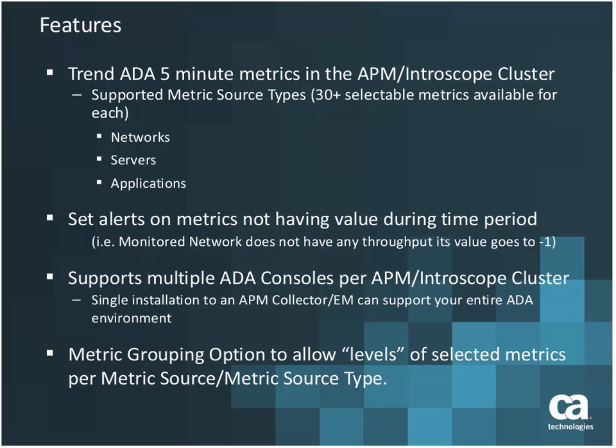So, for example, if a network has traffic and it shows traffic for a while and then suddenly that network disappears, no measurements for that network, it will show up as a -1. So you can actually set alerts on things that disappear or have no data.